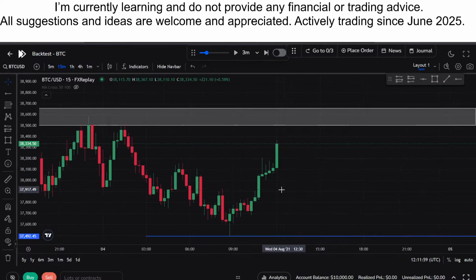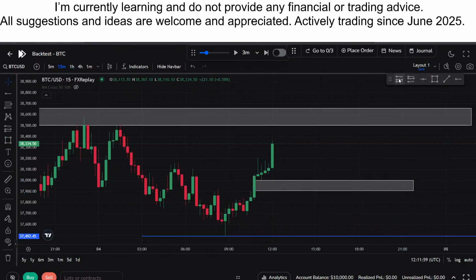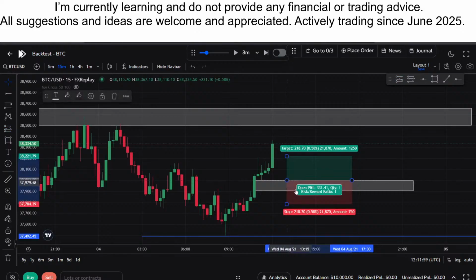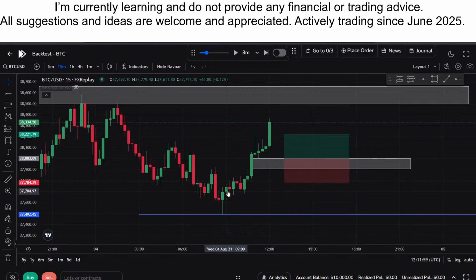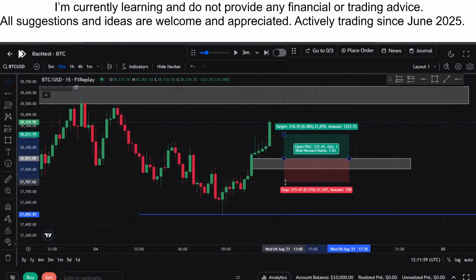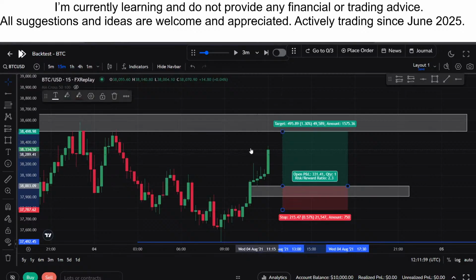Now we have here a fair value gap. You see that this is a fair value gap, and we can enter a long position. We can take a long position here. I put my stop loss around here, no more risk, and take profit here.